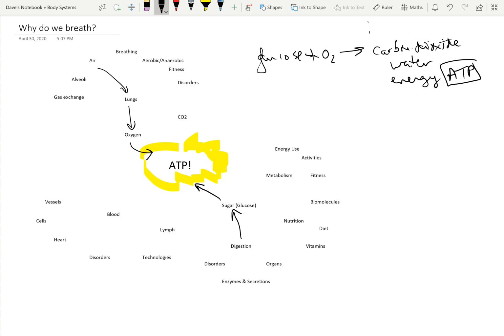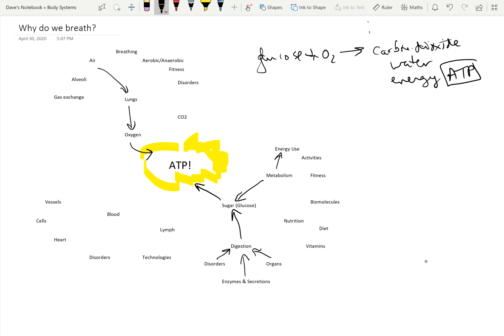So already in this unit, we've looked at digestion. We looked at the different organs that are involved in it. We looked at the different enzymes and secretions in a previous video. We also looked at what happens when it goes wrong, some of the disorders and problems that we have. We saw how metabolism controls the rate of sugar digestion, and that's based on how much energy we use.